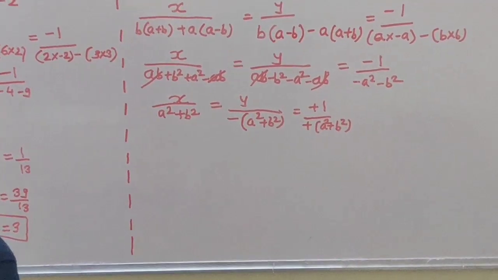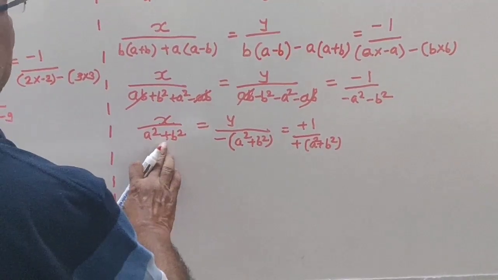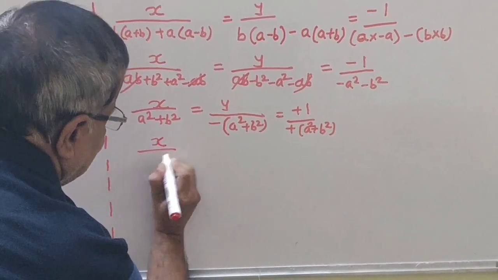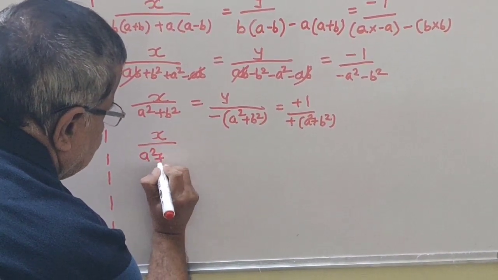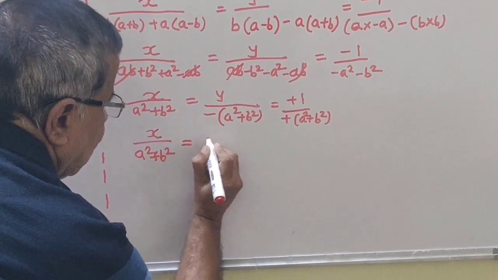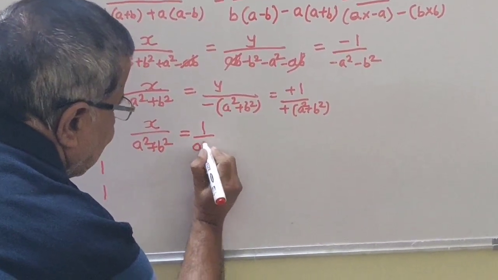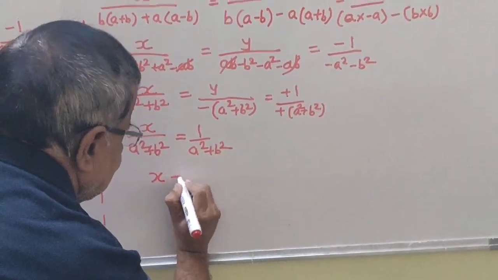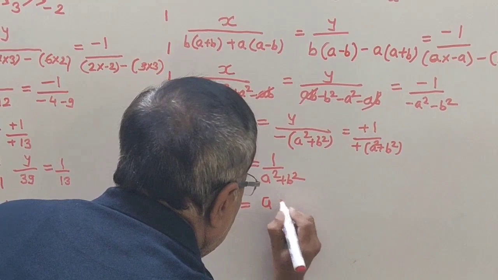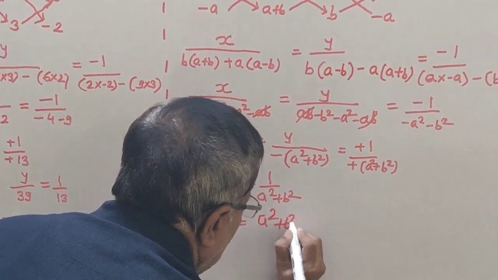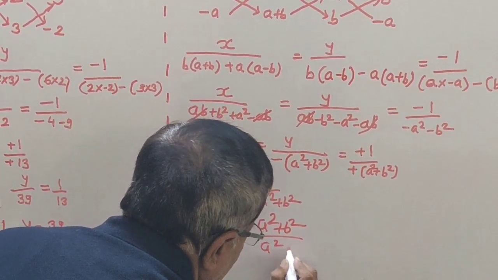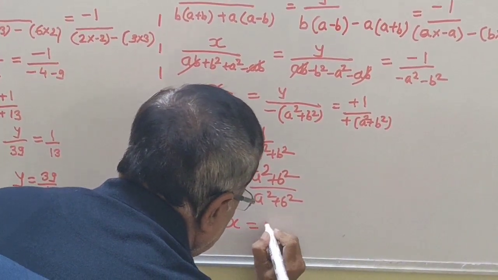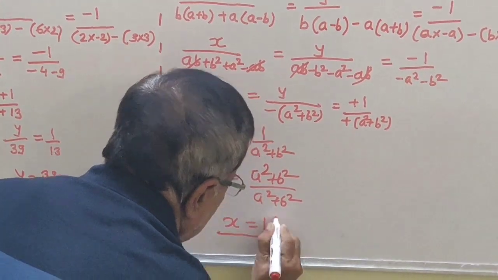Now I will start equating the first x with the constant number, x upon a square plus b square is equal to 1 upon a square plus b square. Now x is equal to a square plus b square upon a square plus b square. So what I will get? x is equal to 1. This is the value of x.